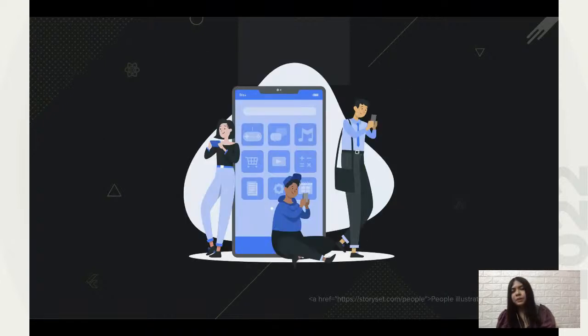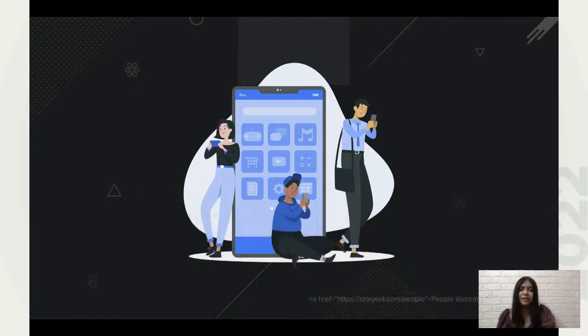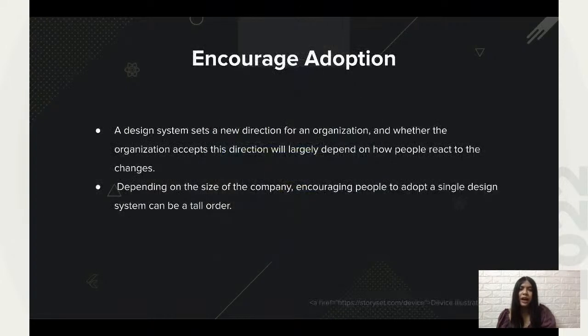Once we are done with building a design system, the next most important thing is to encourage people to use that design system. It makes no sense if we have put so much effort into building a design system, and at the end of the day we are still designing something from scratch. We need to use those components, we need to attach those styles and guidelines and follow what the design system already states. So encouraging adoption is something that we really need to look into.